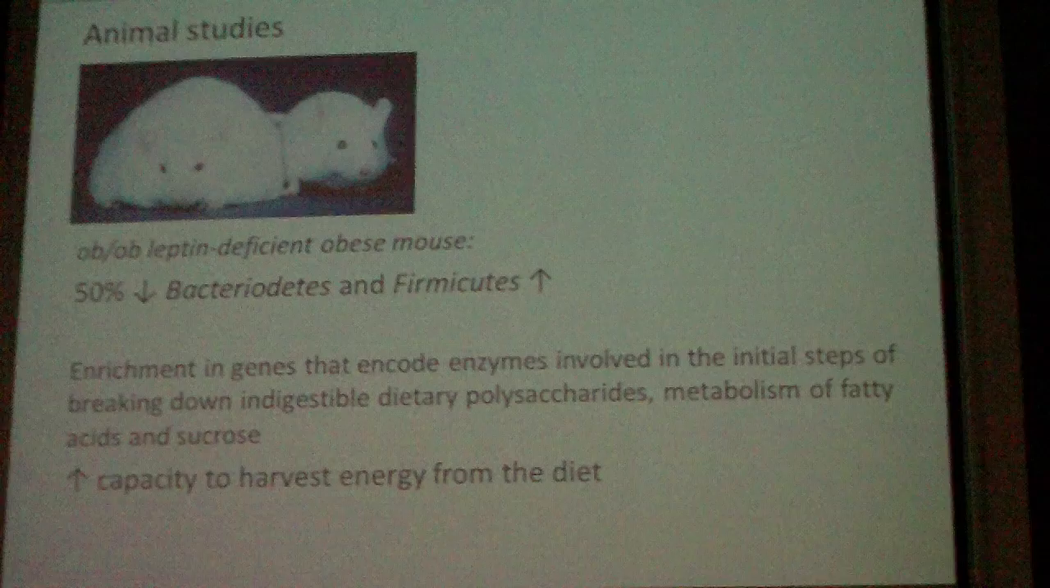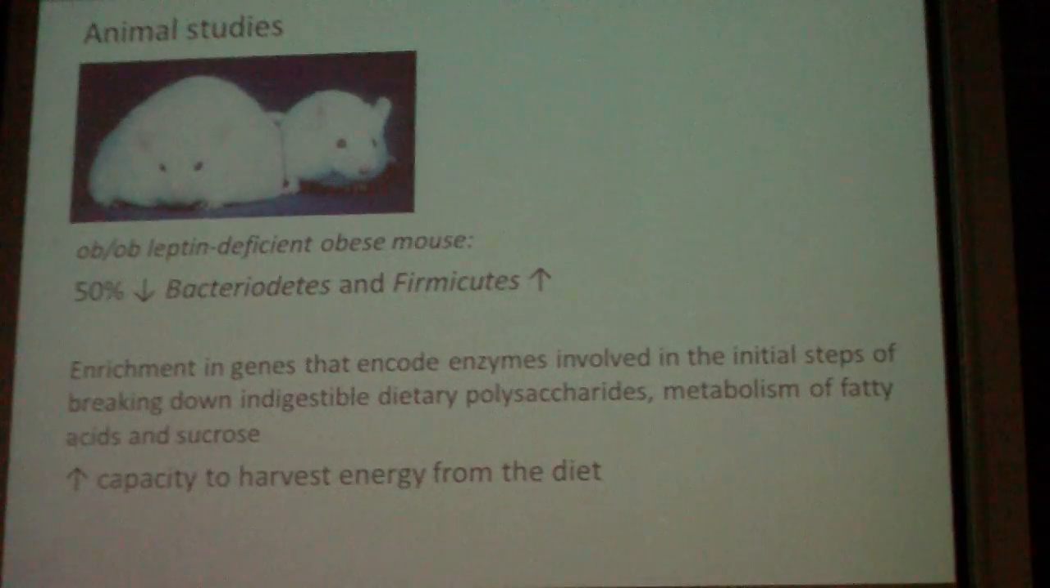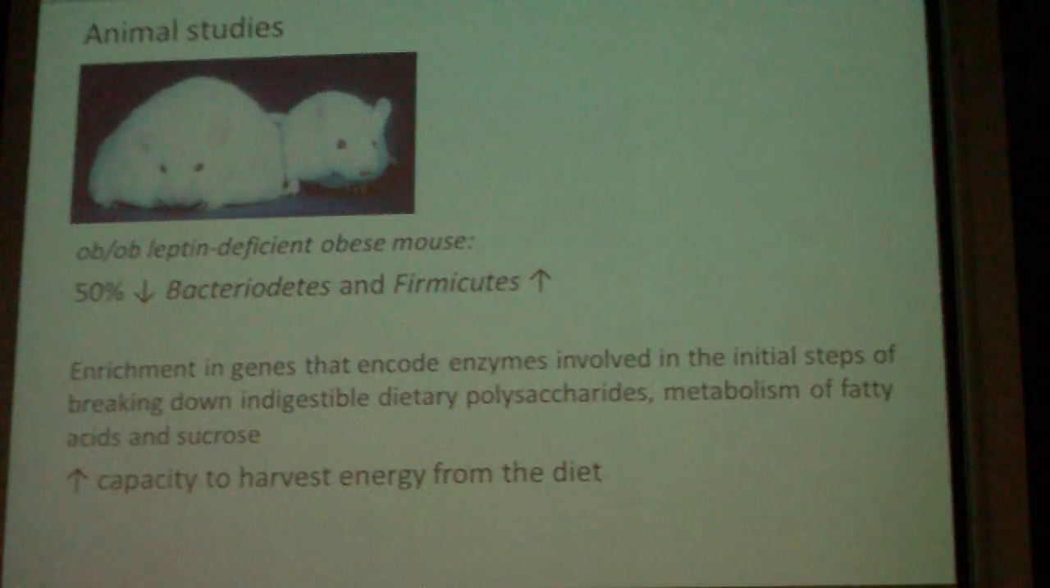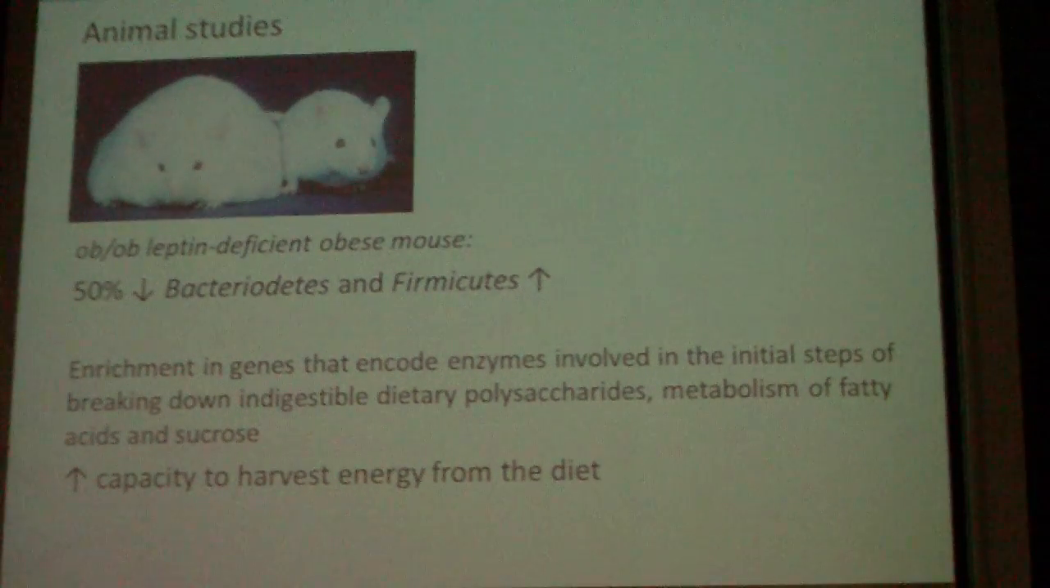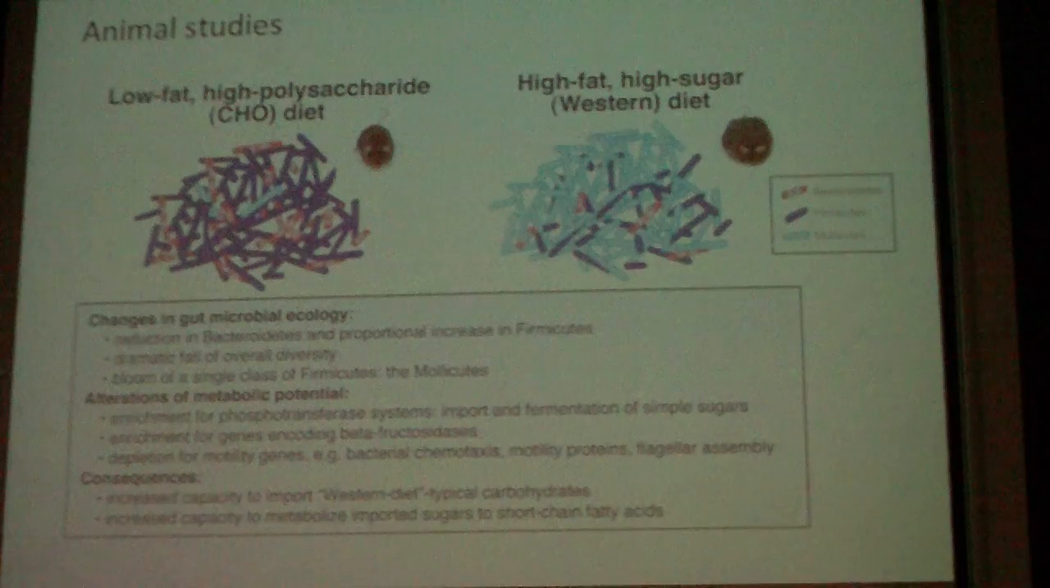In animal studies, they already saw that obese mice, leptin-deficient obese mice, had less Bacteroides and more Firmicutes compared to the lean mouse. And they also found that they had an enrichment in genes important in the breakdown of those indigestible dietary polysaccharides. Also, they have an enrichment in genes that encode enzymes important in the metabolism of fatty acids, but also sucrose, meaning that this composition of gut microbiota has a higher capacity to harvest energy from the diet in obese mouse.